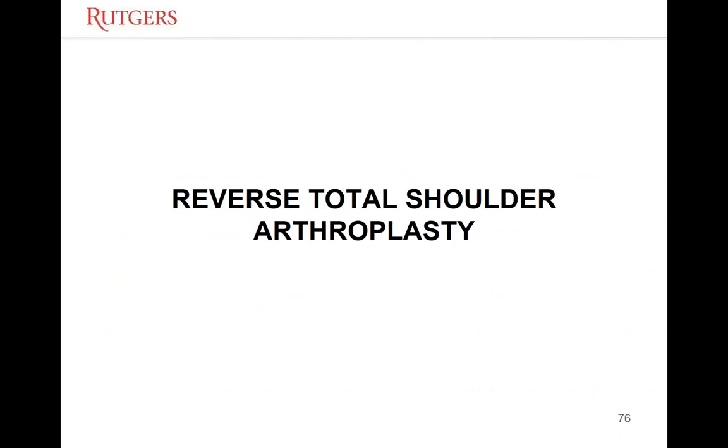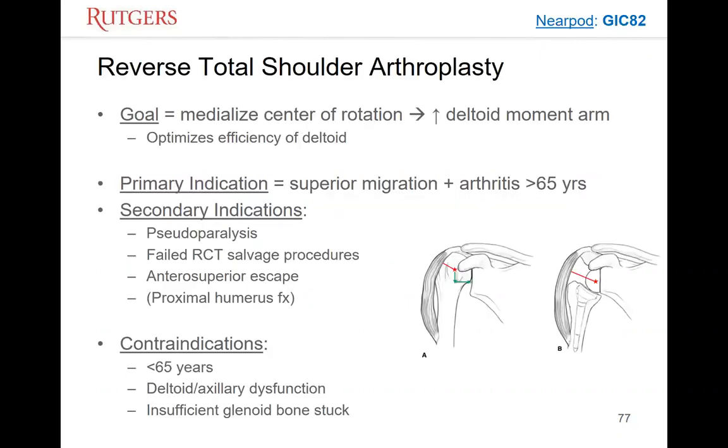When all else fails, the remaining option for irreparable cuff tears is reverse total shoulder arthroplasty. Prior to the advent of the reverse total shoulder, there really were not many options for patients who failed the other salvage procedures, particularly if they went on to develop a cuff tear arthropathy. Anatomic total shoulders don't work well in this population as they rely on a functioning rotator cuff.